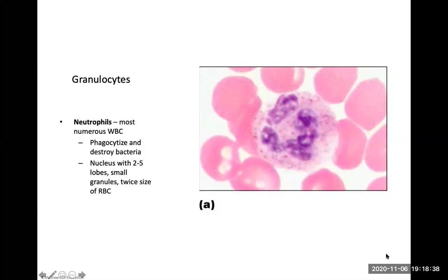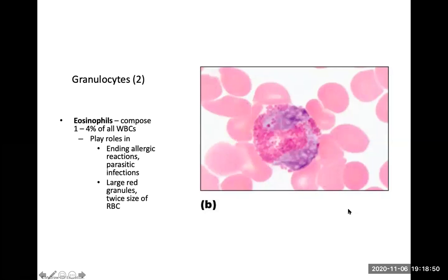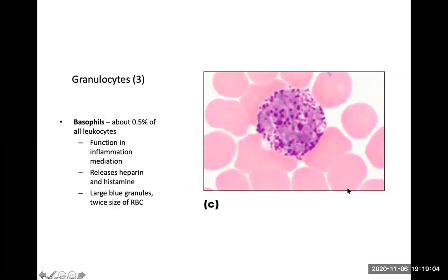So here's the neutrophil. It's the most numerous white blood cell. Its function is to phagocytize and destroy bacteria. It's a nucleus with 2 to 5 lobes, with small granules, and about twice the size of the red blood cell. Eosinophils compose just less than 4% of all white blood cells. They play a role in ending allergic reactions and parasitic infections, and they have larger reddish granules, about twice the size of a red blood cell.